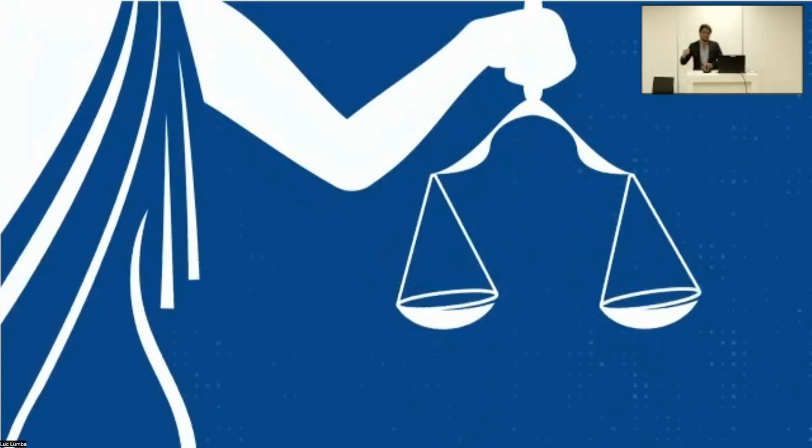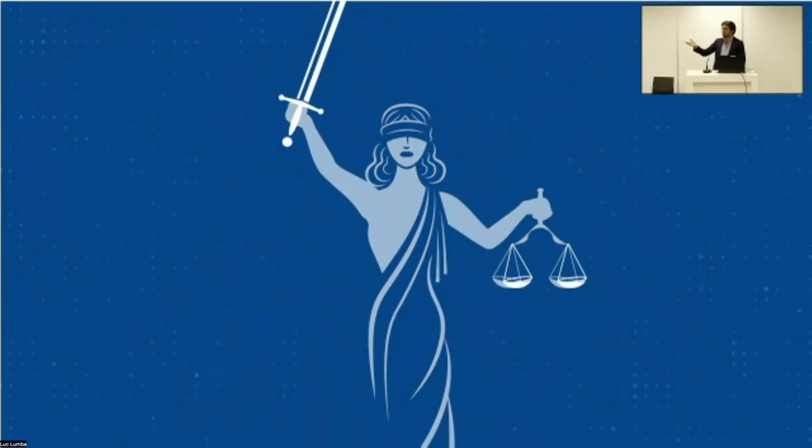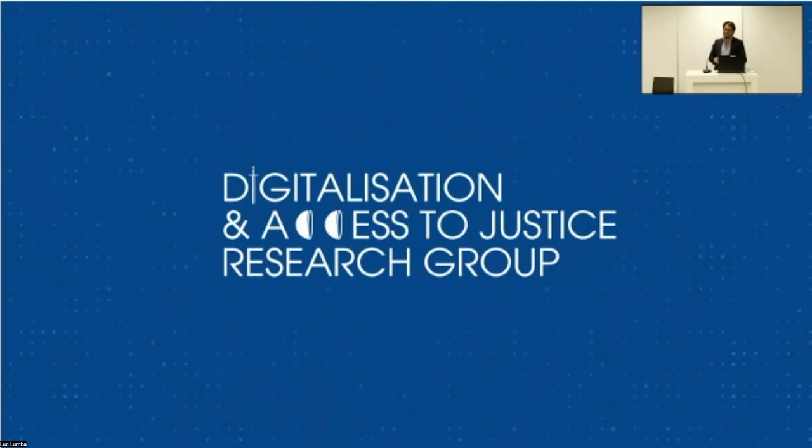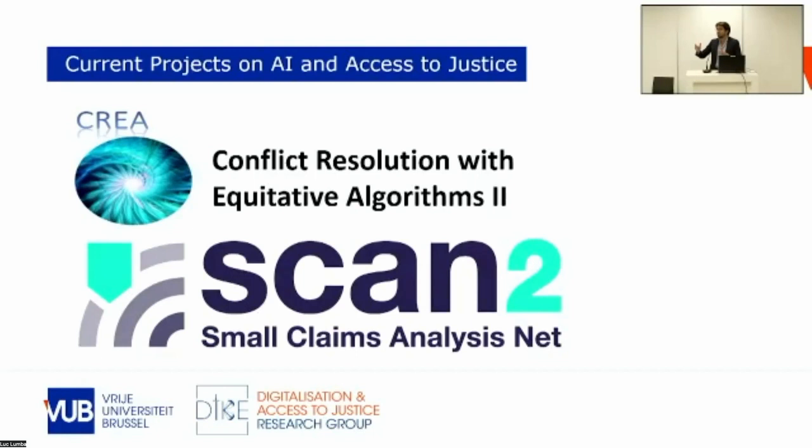So this is our research group website. I'm part of a research group at VUB called Digitalization and Access to Justice. We took the idea of Dike, the ancient Greek goddess of justice. But our intent is really working on the concept of digitalization and how it can improve and make more efficient, as Gregory was saying, access to justice. And I also agree that access to justice for me is not about going to court, but really access to justice. So to find a way, to find a solution, and to reach justice.